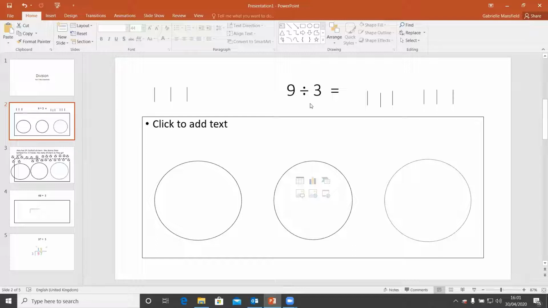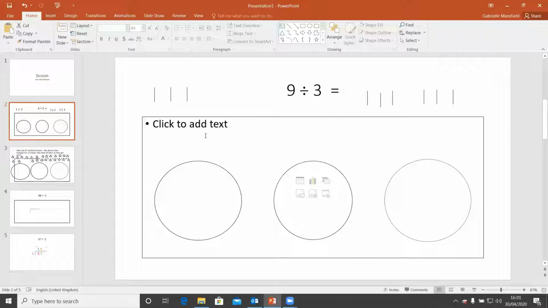It's very important to take a look at which symbol is in our number sentence to make sure that we use the right method. But today I'm going to be looking at division. So when we divide, we are sharing out a number, splitting it into groups. Now the number I'm sharing today is the number 9, and I'm sharing this number into 3 groups because that is the number that I'm dividing by.